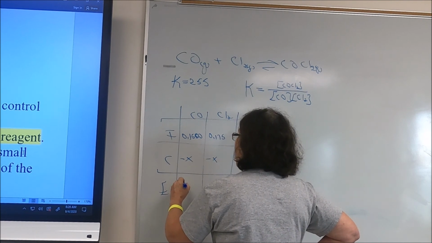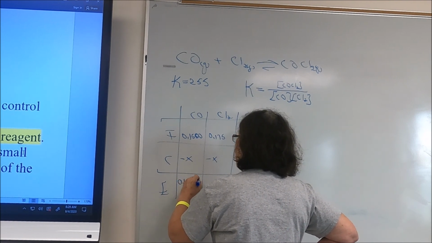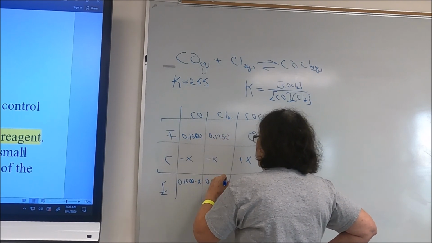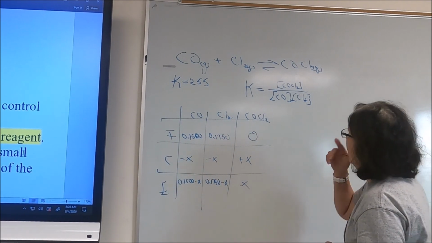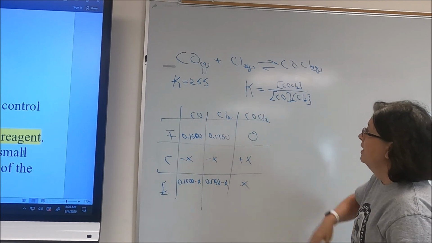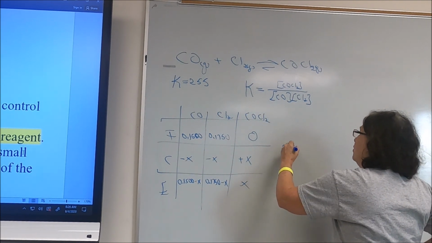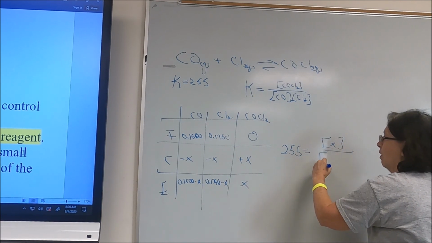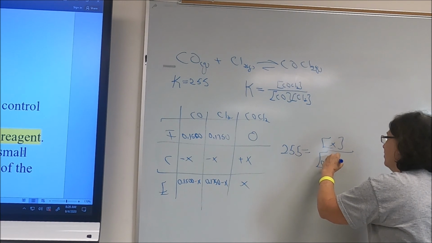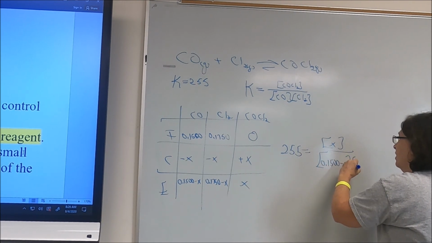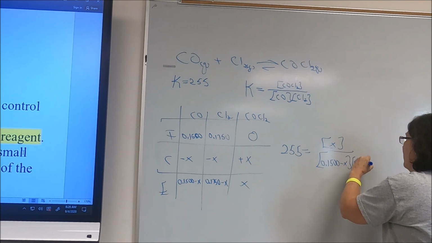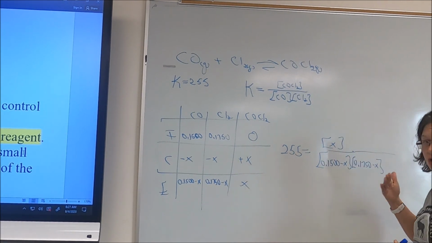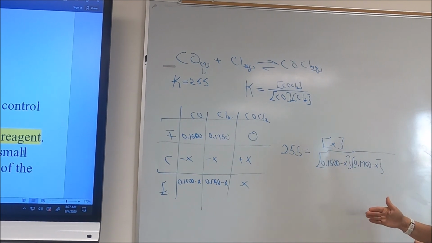So at equilibrium, I have 0.1500 minus X, 0.1750 minus X, and X. So let's plug everything we know into the K expression. 255 is going to equal X over 0.1500 minus X times 0.1750 minus X. And now's when I stop and I look to decide how we're going to solve the problem.